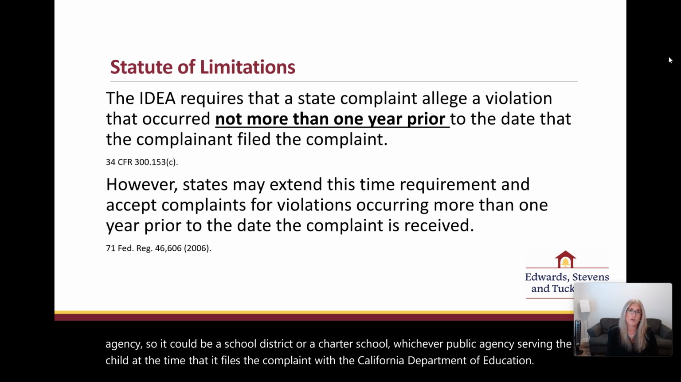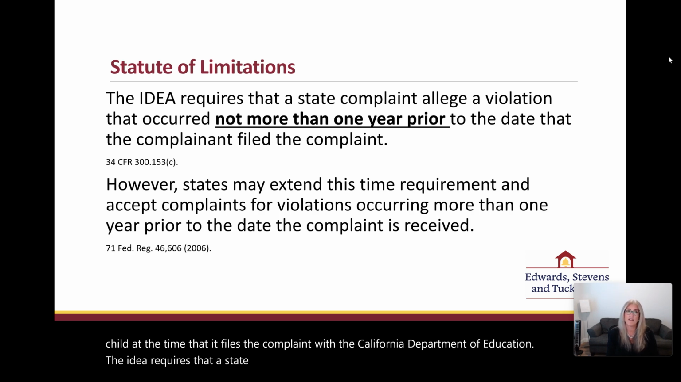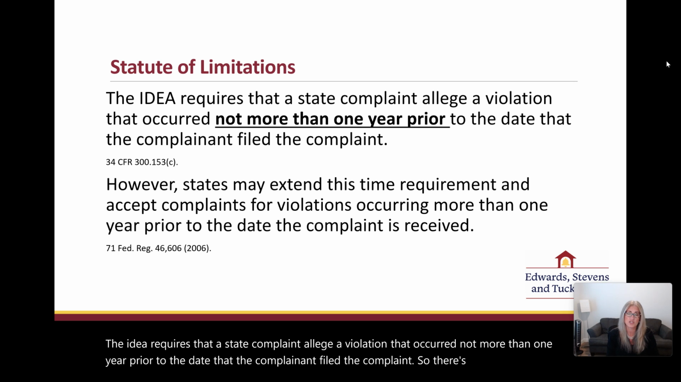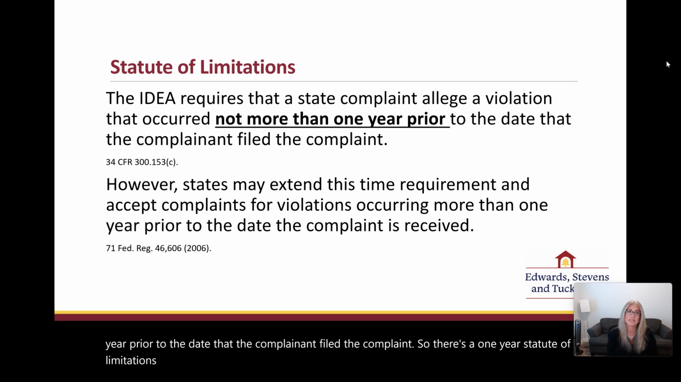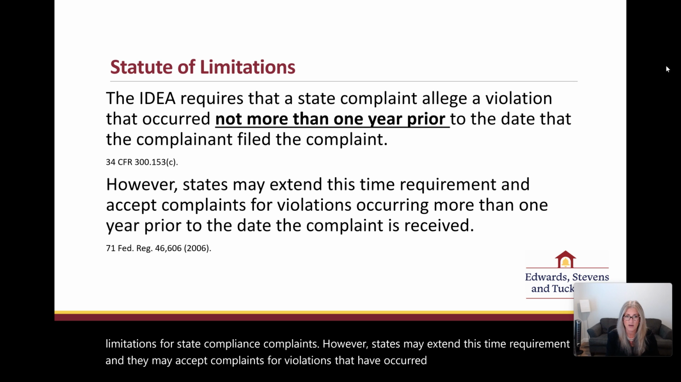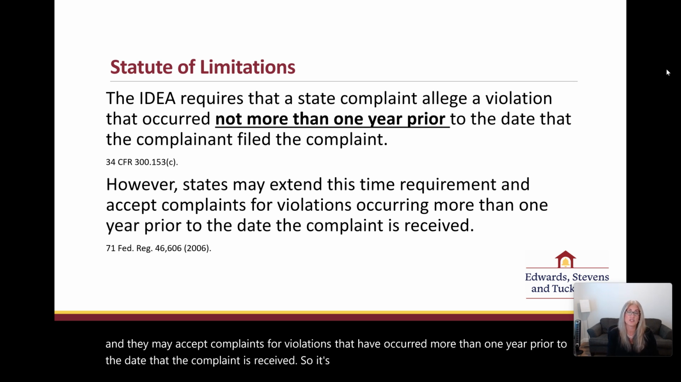The IDEA requires that a state complaint allege a violation that occurred not more than 1 year prior to the date that the complainant filed the complaint. So there's a 1 year statute of limitations for state complaints. However, states may extend this time requirement and they may accept complaints for violations that have occurred more than 1 year prior to the date that the complaint is received. So it's really up to the discretion of the California Department of Education.